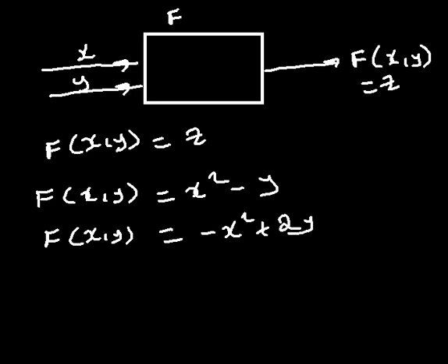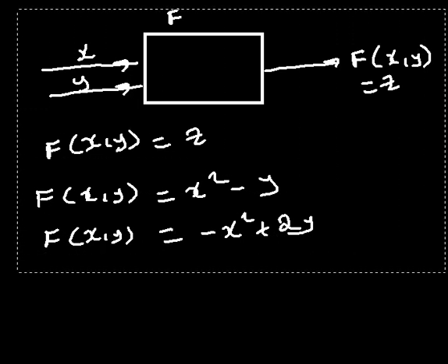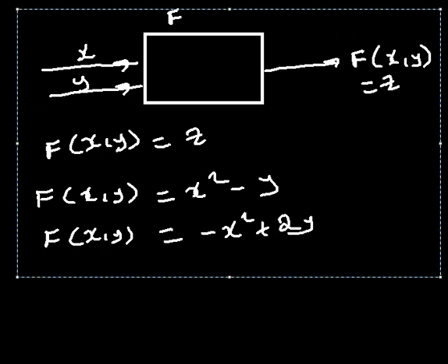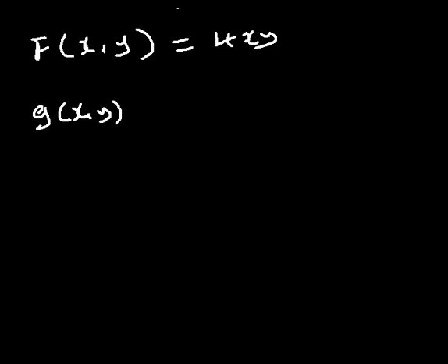You can have that. And let's say we can have examples like f of, let's say, x y is equal to 4xy. It can be that. We can have, let's say, g of x y, which is equal to 4y squared minus, let's say, 6x. You can have that.